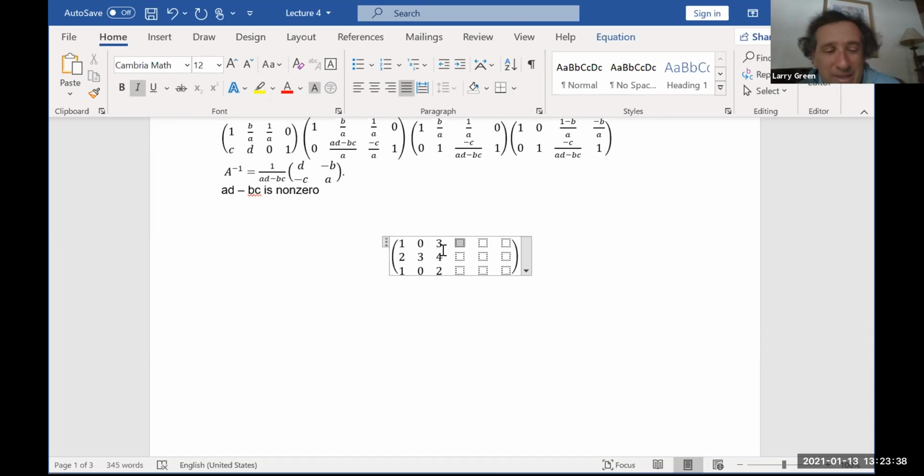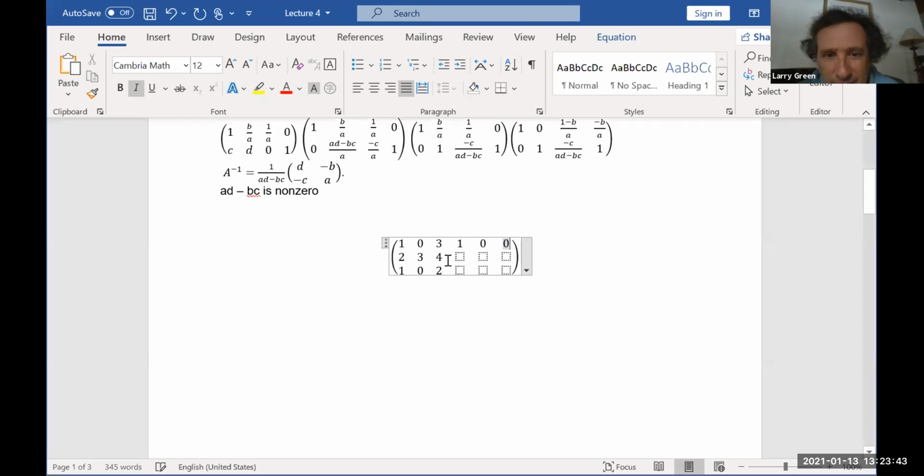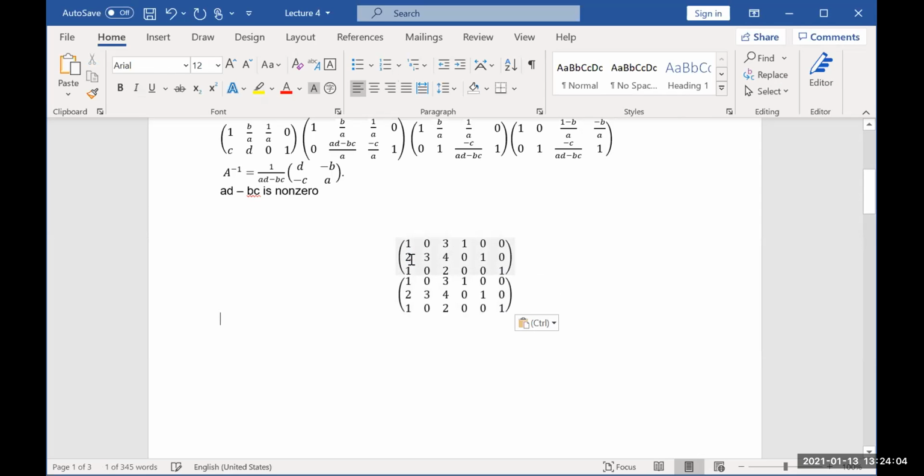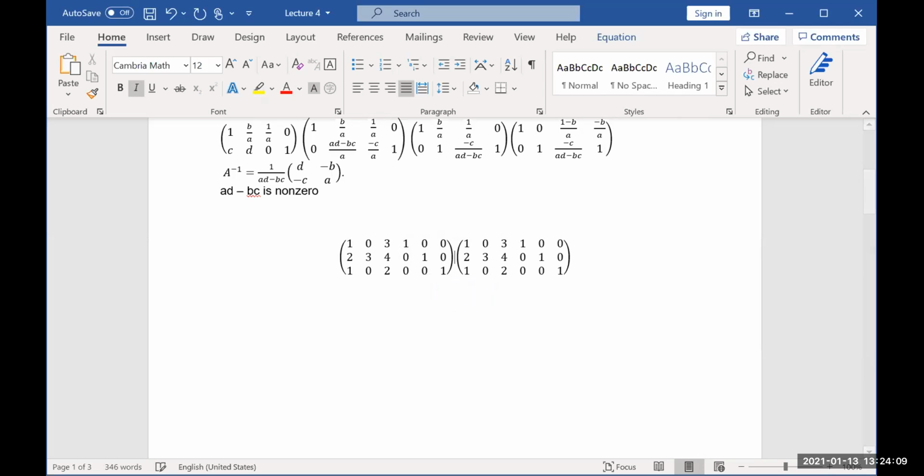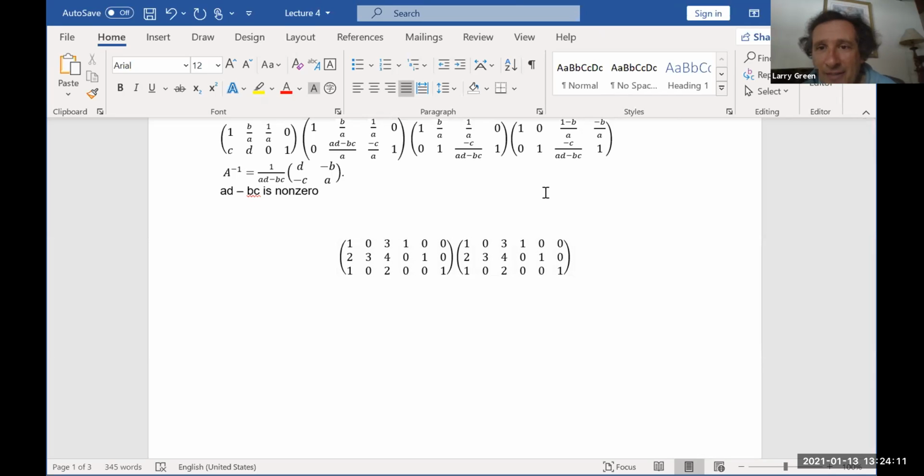So what do we put on the right? Put the identity: 1, 0, 0; 0, 1, 0; and 0, 0, 1. Okay, that was the first step. What's the next step? RREF. Yep. All right, so to RREF, the nice thing is that the top left already is a 1.